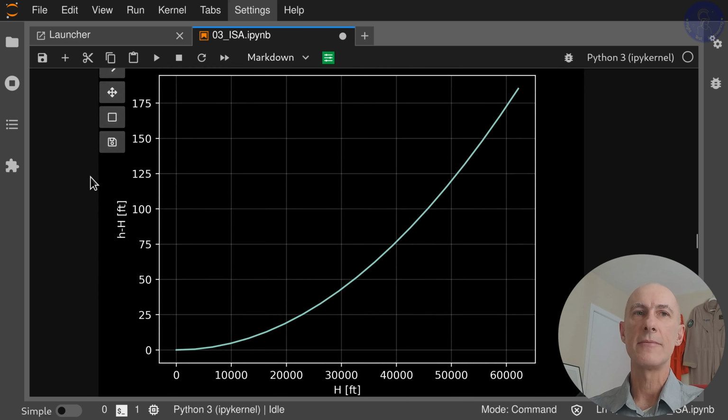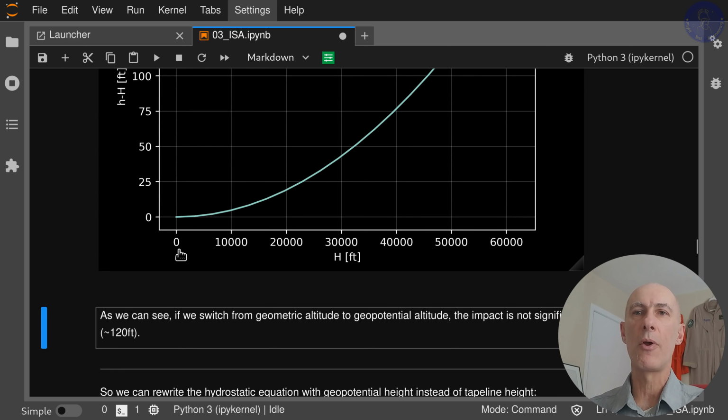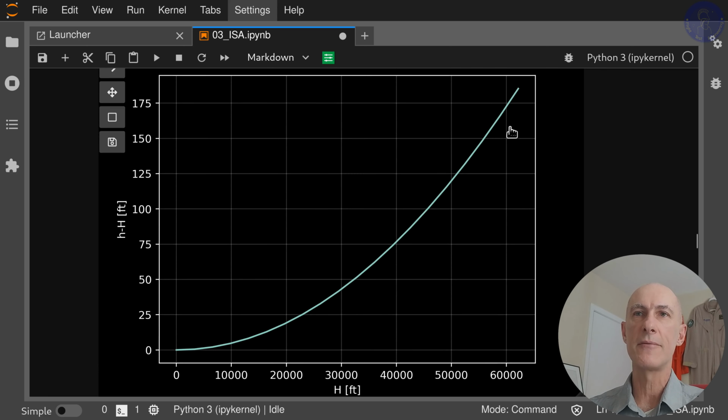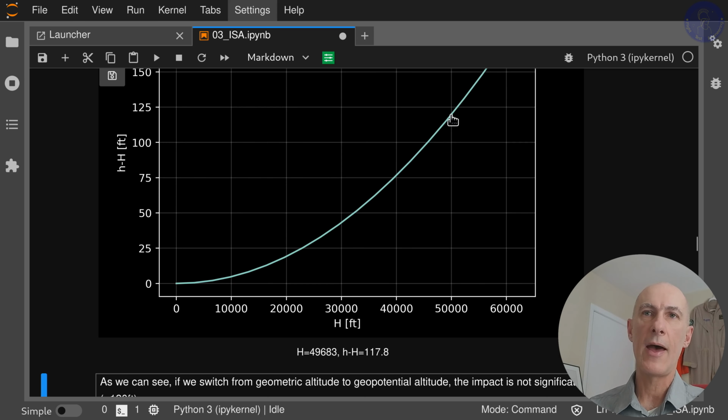And this is what we get. We can see that we plot from 0 to roughly 55, 60 something thousand. And for instance, at 50,000, we have roughly 120 feet difference between geopotential height and our tapeline height.